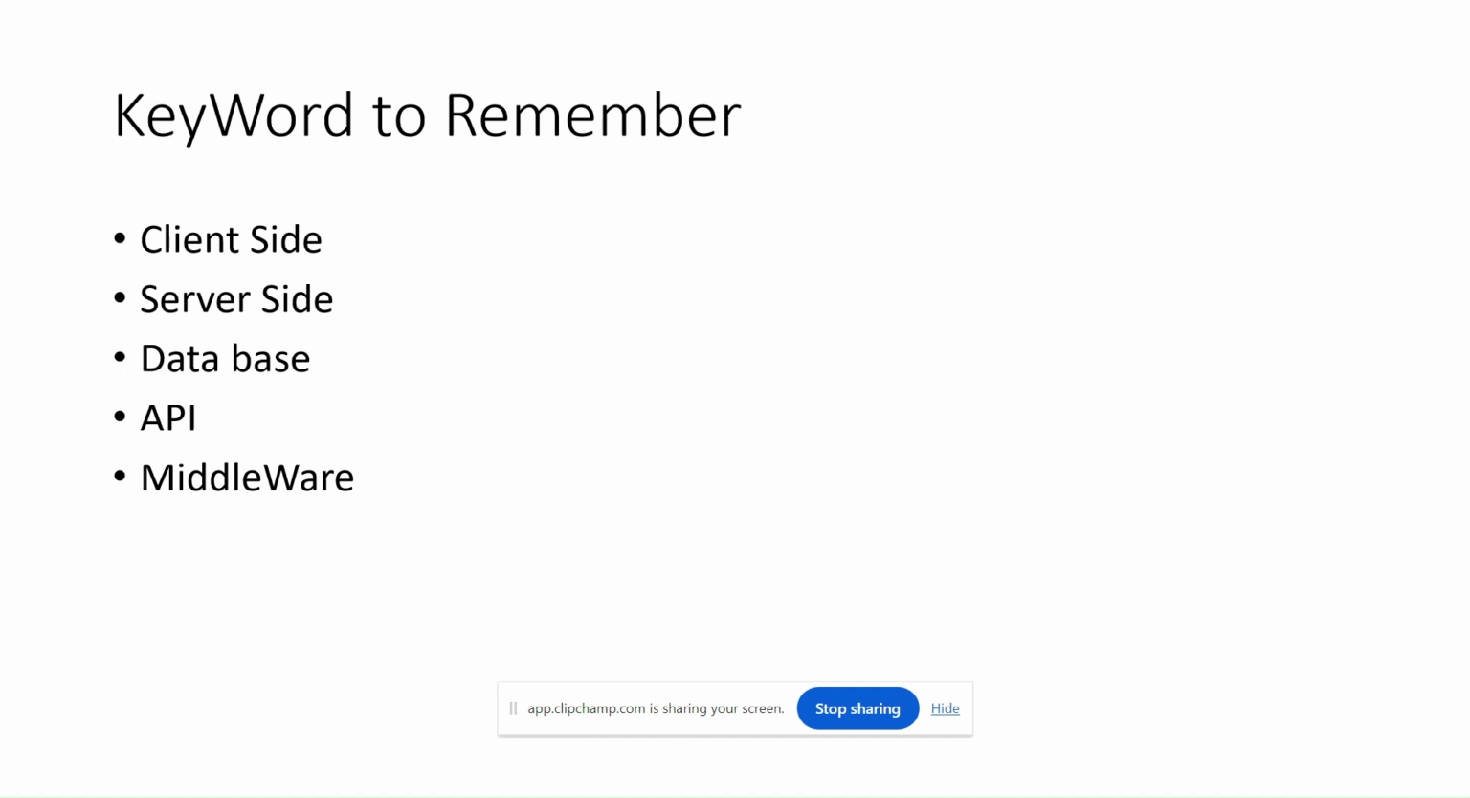You should know the keywords. These are the most important keywords you should remember. Firstly, client side. The second one, server side. The third one is database. The fourth one is API, which is application program interface. Lastly, middleware. Repeating again: client side, server side, database, API, middleware.